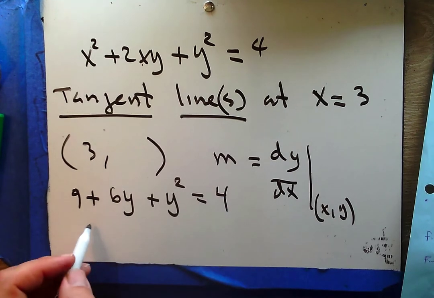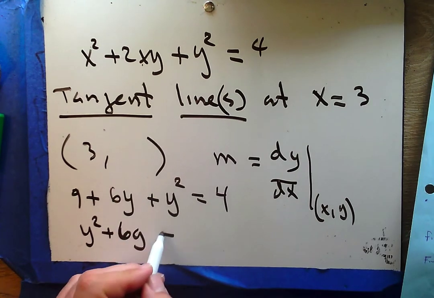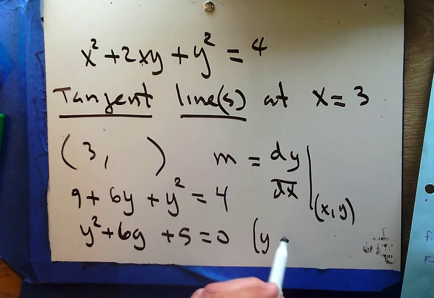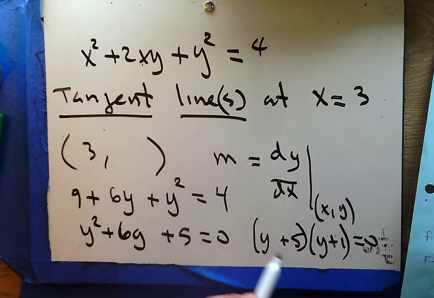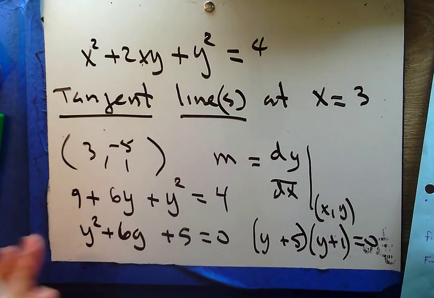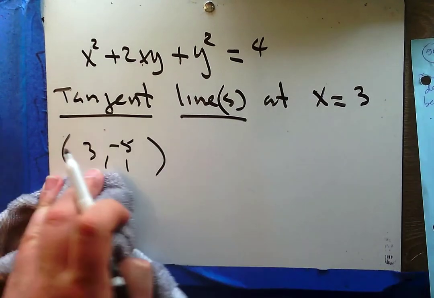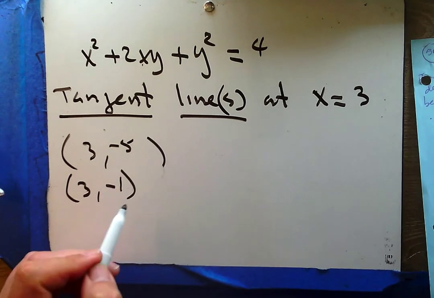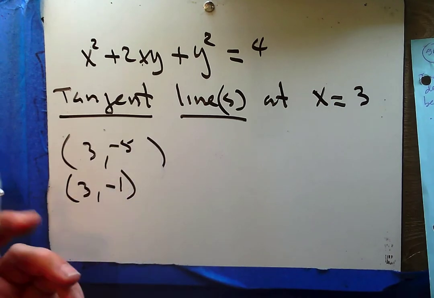And if we move that over, we're going to have y squared plus 6y plus 5 equals 0. And so that's y plus 5 and y plus 1 equals 0. And so I get y equals negative 5 and y equals positive 1. So these two places where x is equal to 3, one of them is this ordered pair, the other is this ordered pair. Nice. Now, I also need not just a point, but I need the slope.